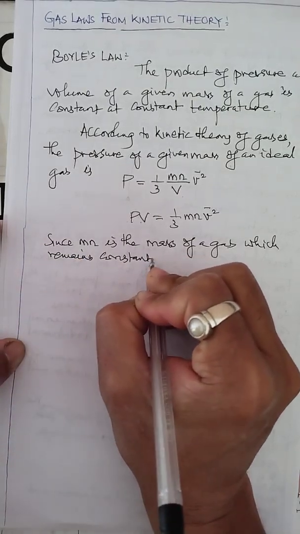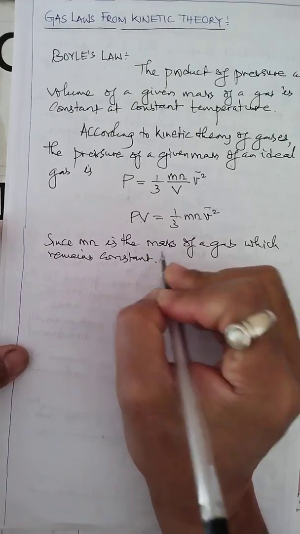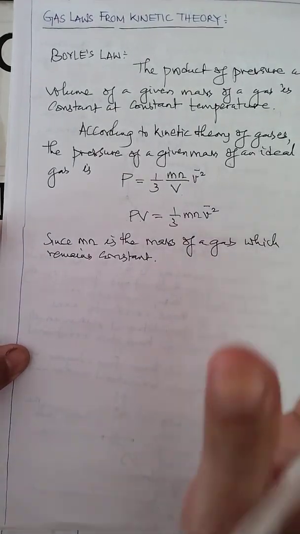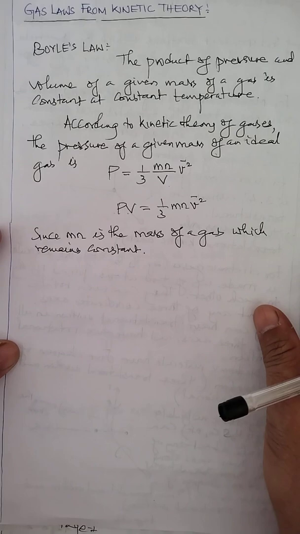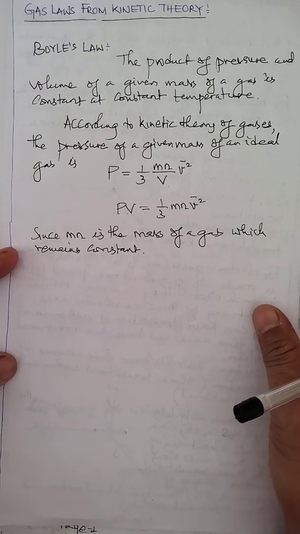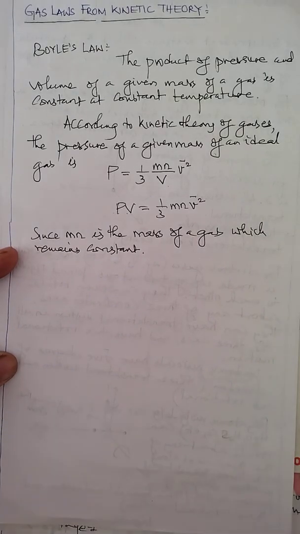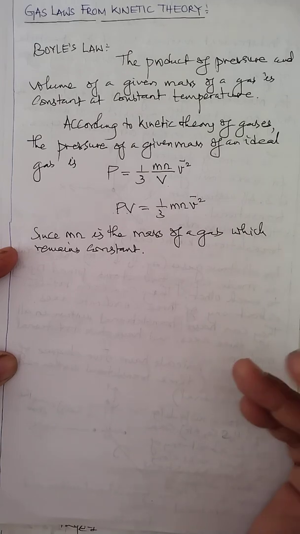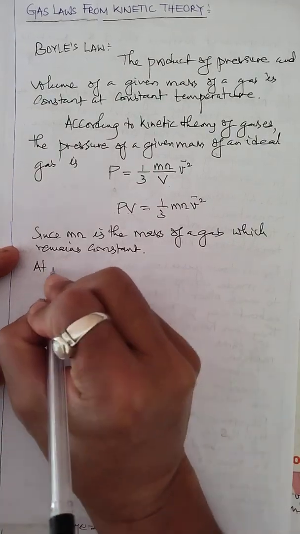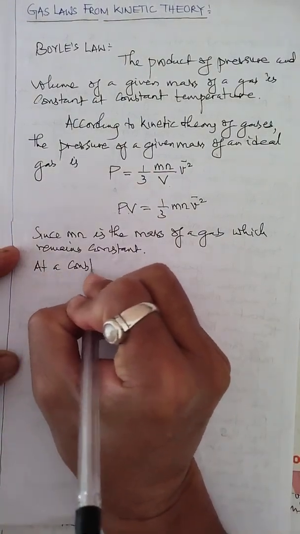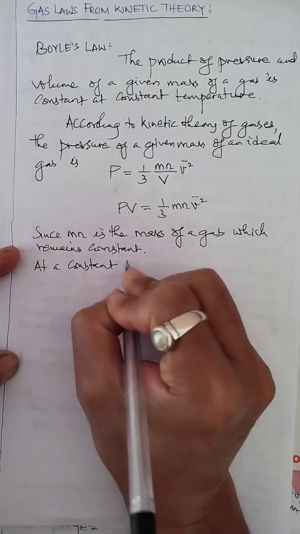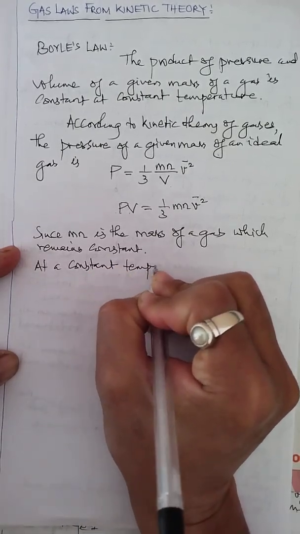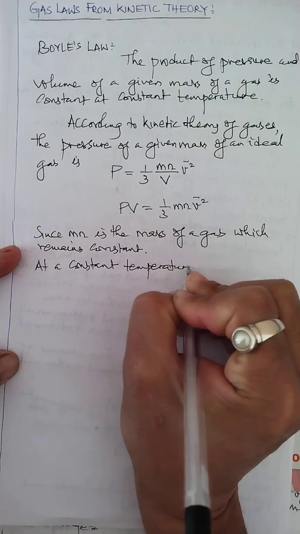So if the mass of the gas remains constant, then at constant temperature, this is very important. When you state Boyle's law, children, the temperature must remain what? Constant. Because Boyle's law can be stated only when the temperature remains constant. So at a constant temperature, let me write it down.